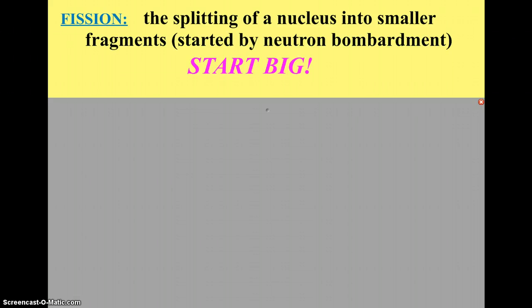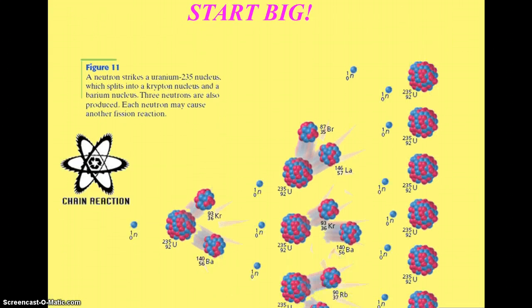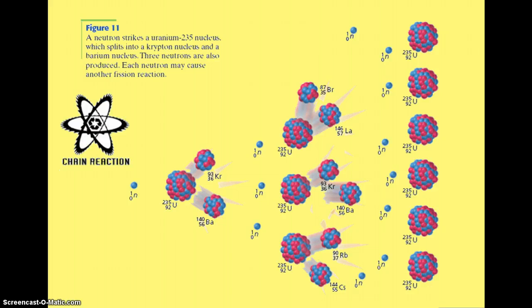This is different than decay. Decay, or unstable nucleus, releases particles in an effort to become stable. Here we actually start with neutron bombardment in an effort to get the atoms to split. And so here you can see in this image, if a neutron strikes a uranium nucleus right here, then it's going to split into a krypton nucleus and a barium nucleus. At the same time, some extra neutrons are going to come out.